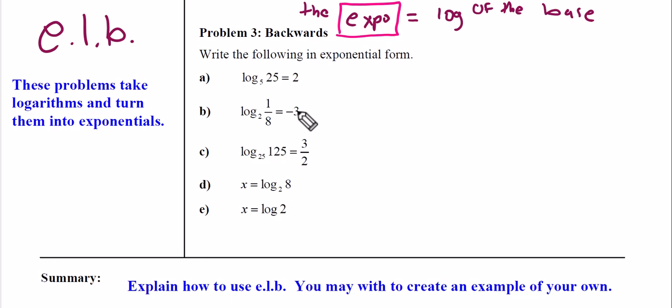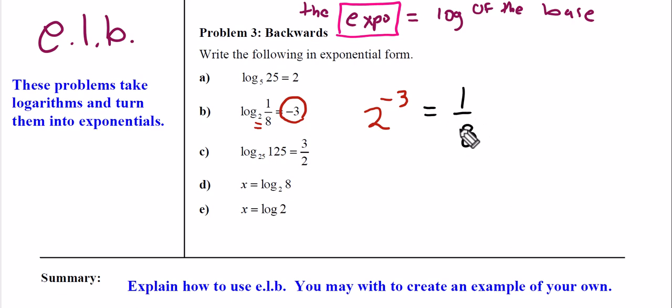Part B, once again, look for the exponents, right? The exponents are the things by themselves. That's an exponent for that problem. This is the exponent for this problem. This is the exponent for this problem. This is the exponent for this problem. It's the thing by itself on the other side of the equal. What was the base of the logarithm? It was 2. And because it's also going to be the base of the exponential, I can do that. And then finally, what's left over is the argument, which is 1/8.